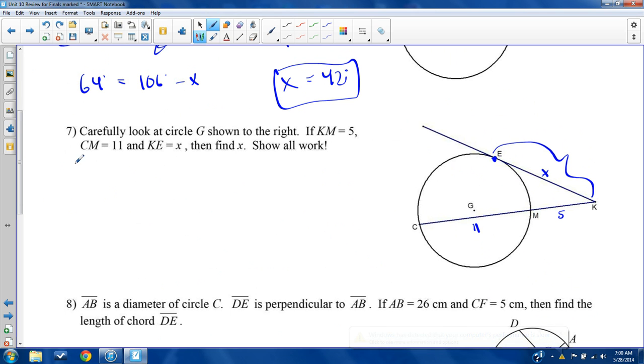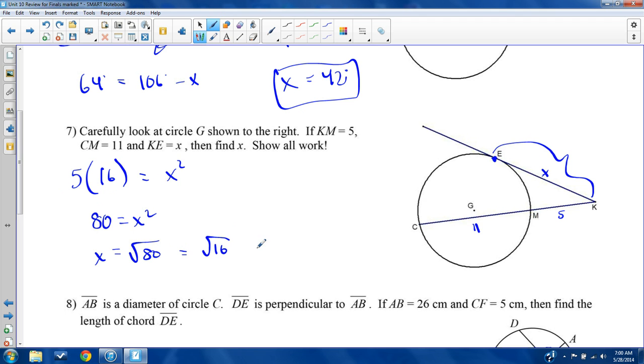So 5 on the outside here times whole thing, 5 plus 11 is 16, equals x squared. Outside times whole thing, x times x. 5 times 16 is 80. So 80 equals x squared. Take the square root of both sides. You will get x equals the square root of 80, which is equivalent to the square root of 16 times the square root of 5. We just kind of looked at that right here. Square root of 16 is 4. So that's 4 times the square root of 5.